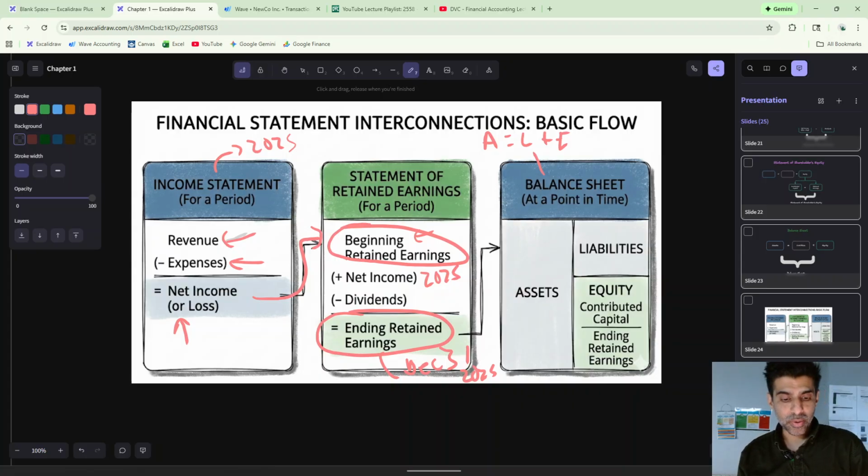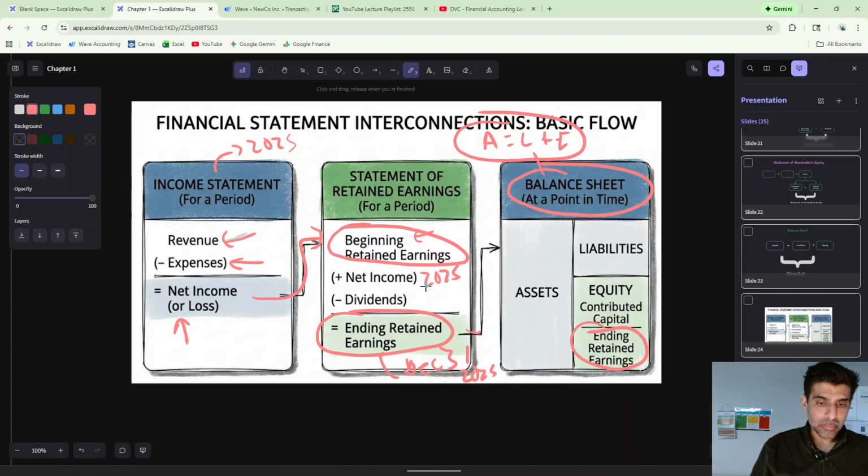Okay? And so this ending retained earnings balance is going to be part of this equity balance. Okay? So they all are flowing together. One piece of the income statement goes to the statement of retained earnings. That balance goes to the balance sheet. And really the balance sheet is like the main one because it's showing this balance of assets equals liabilities plus equity. That's what the balance sheet is. It's showing the balance of this equation.